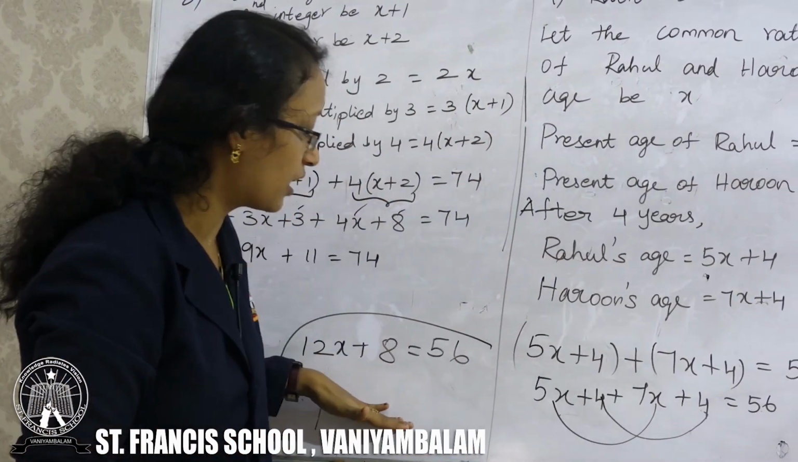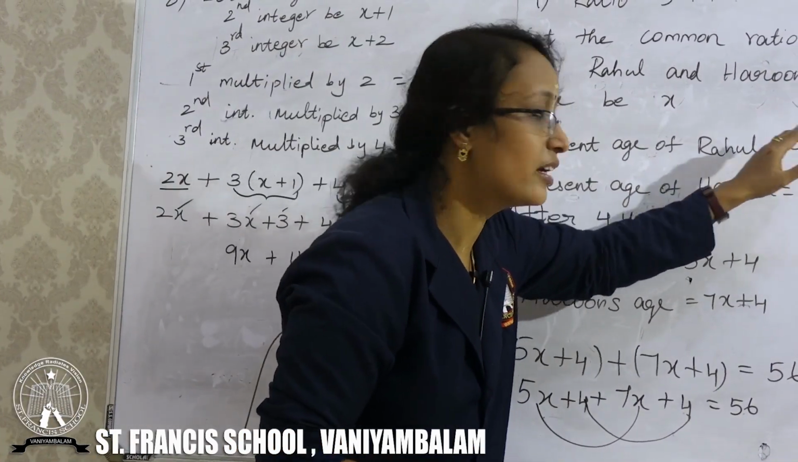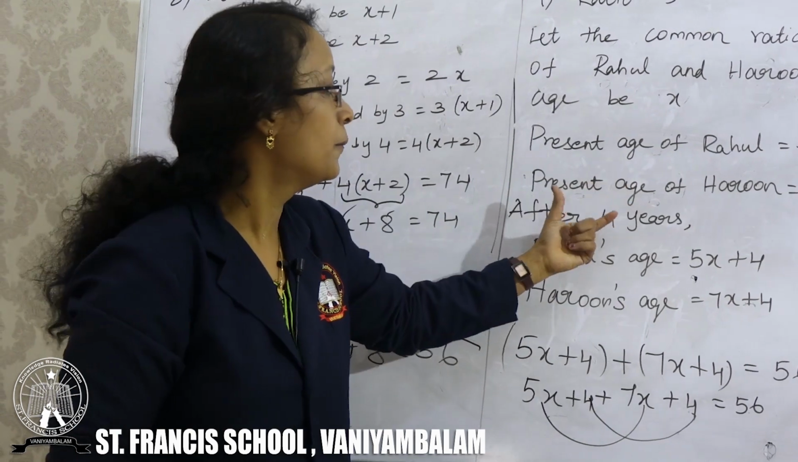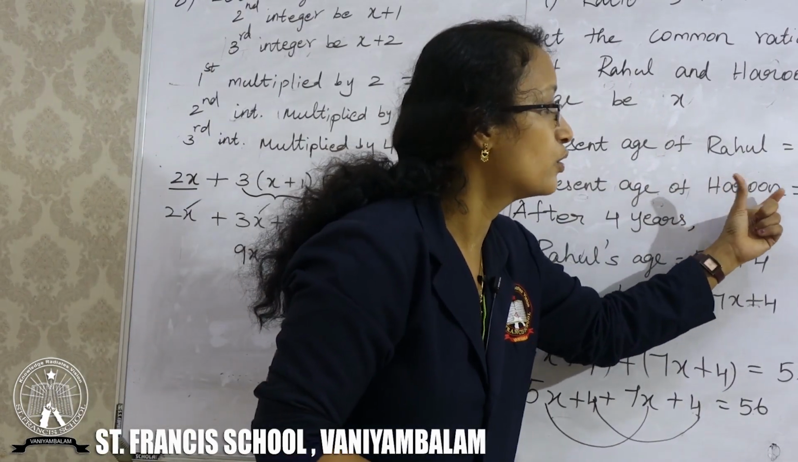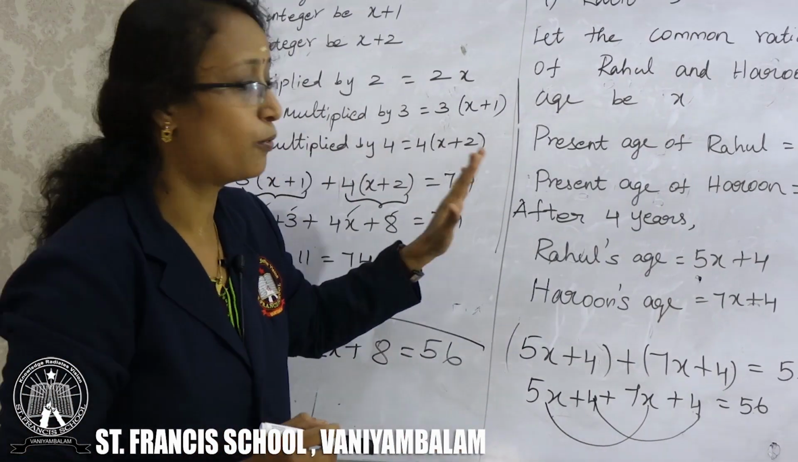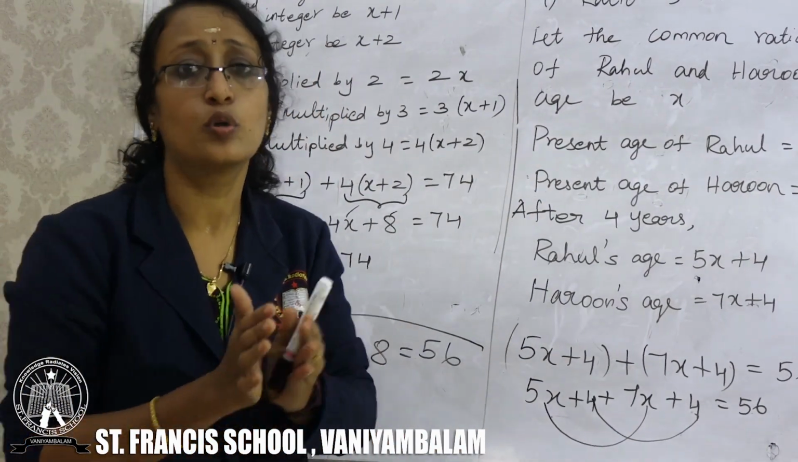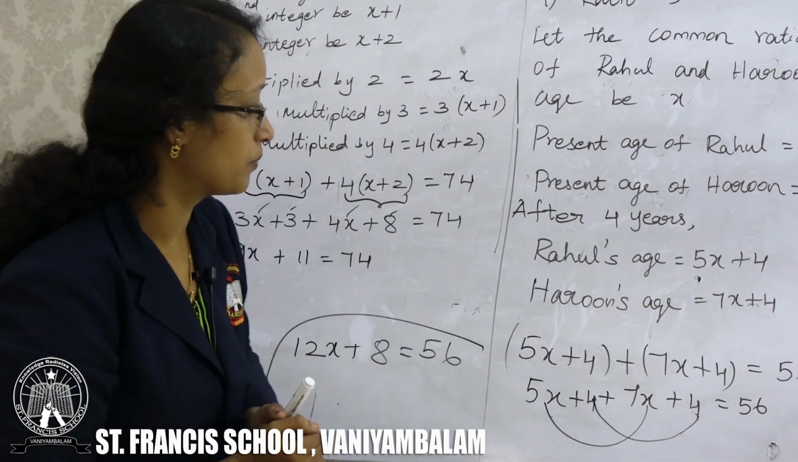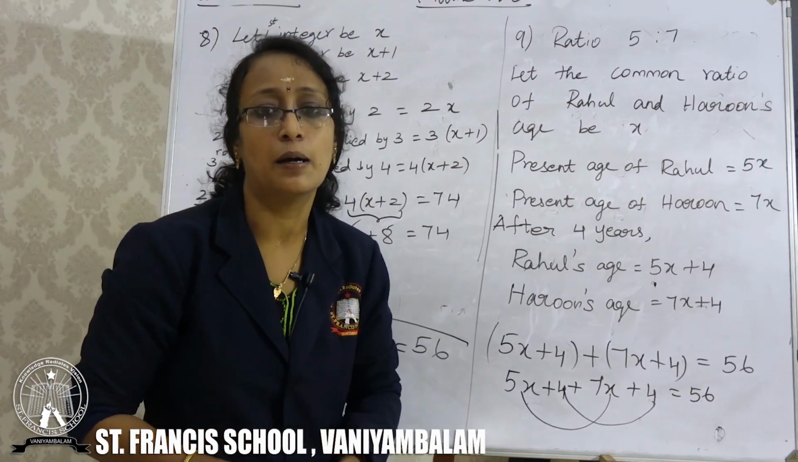What is the x value you are getting? Just multiply with 5. You will get the percentage of Rahul, and the percentage of Harun you will multiply with 7. I think you got the answer, right? Now you have an idea how to solve the problem. So let us see the next problem.